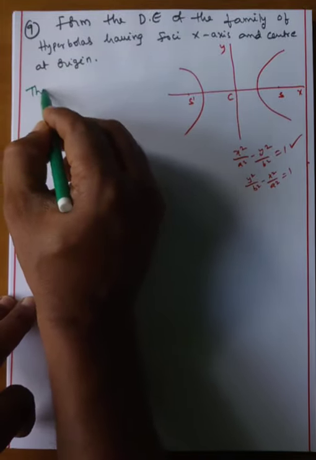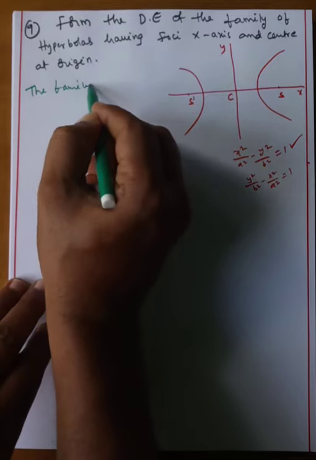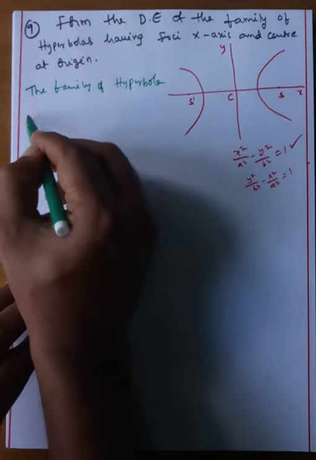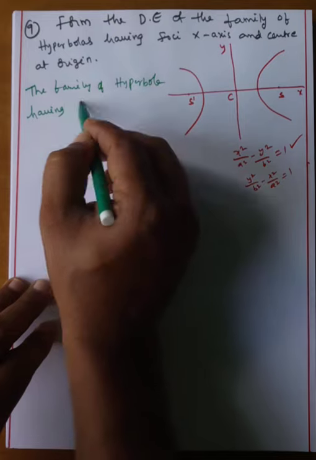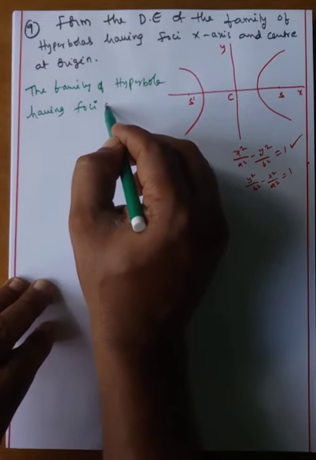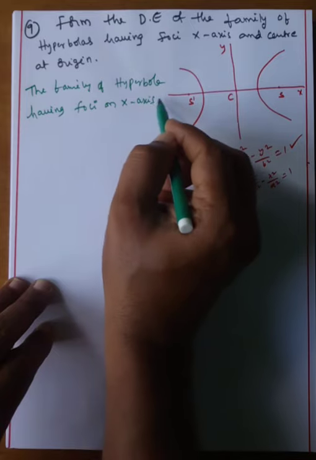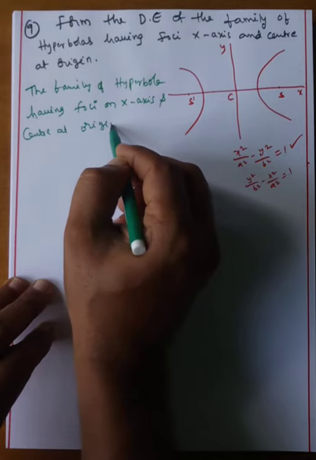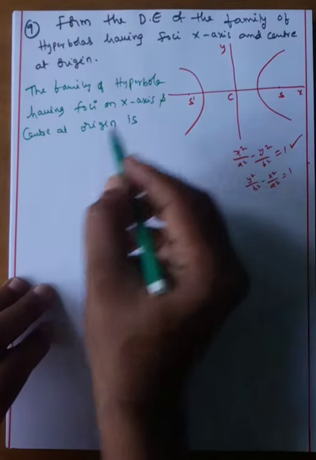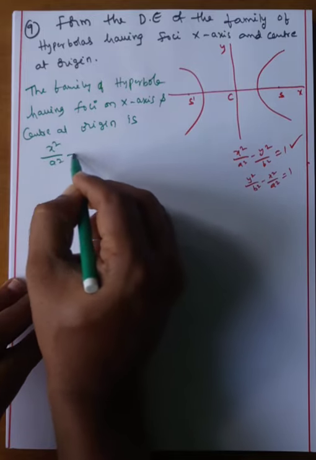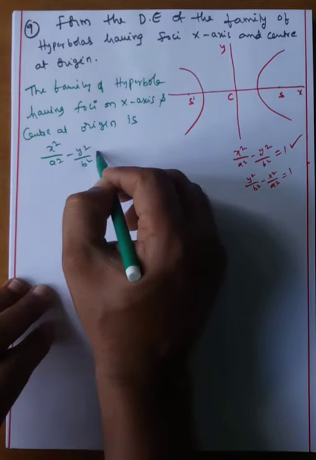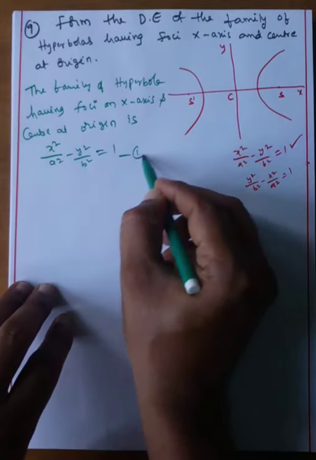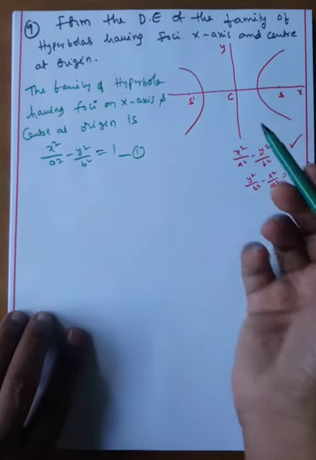The family of hyperbolas having foci on the x-axis and center at the origin is, what happened here? x square by a square minus y square by b square is equal to 1. Now this is equation number 1. Okay, no problem at all. We will do the determinant method, or in this way also we will do.